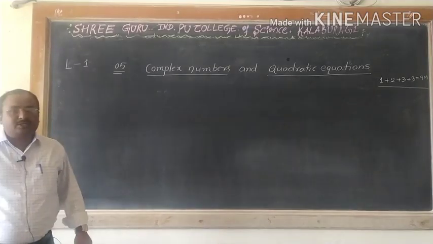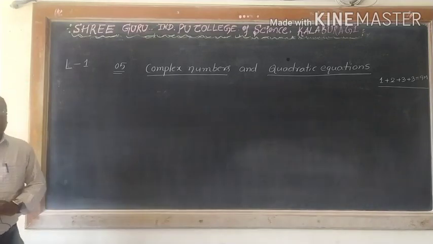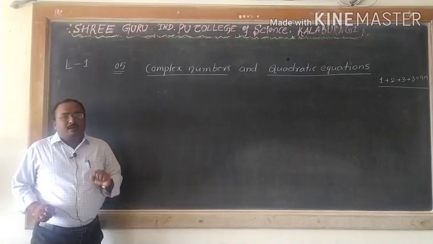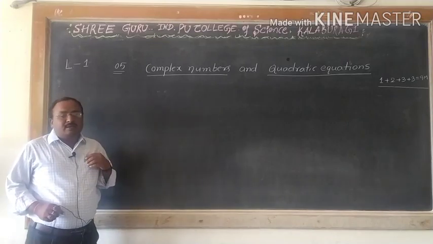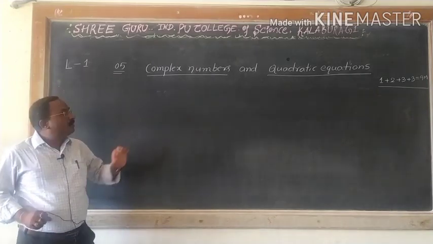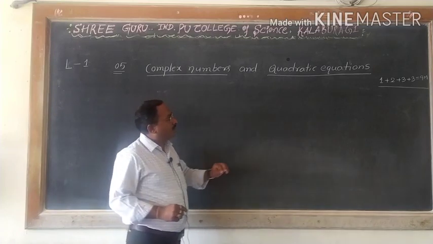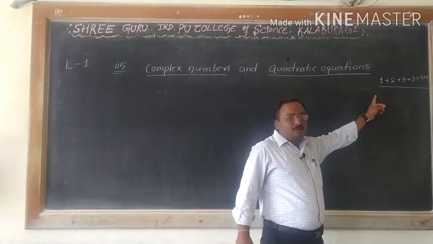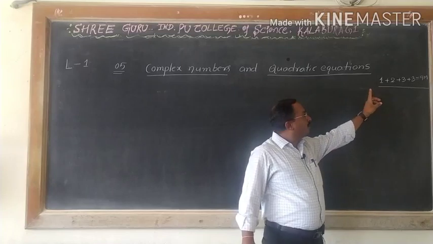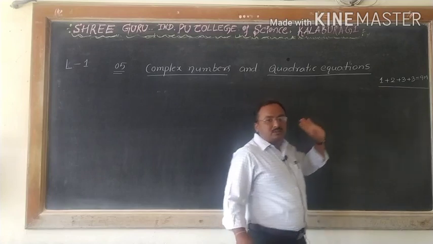Myself Chandrasekhar N. Kalshetti, Department of Mathematics, Sri Guru Independent PU College of Science. PUC first year, chapter number 5, complex numbers and quadratic equations. This chapter totals 9 marks: 1 mark 1 question, 2 marks 1 question, 3 marks 2 questions.